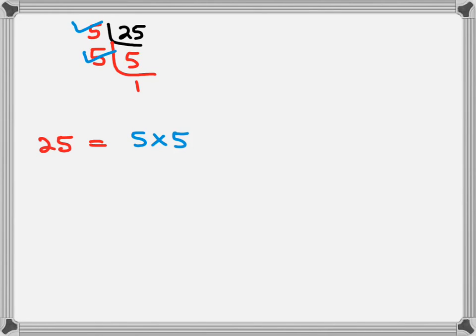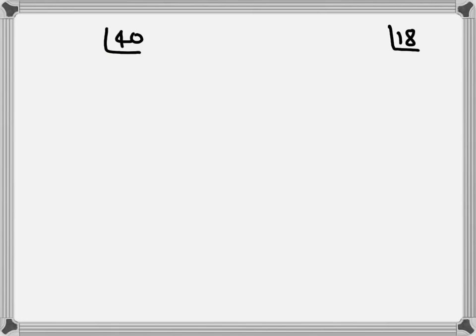Let's do 25. 2 can't go into 25, 3 can't go into 25. What's the next prime number that can go into 25? That'll be 5. 5 can go into 25 5 times. And 5 can go into itself once. That was easy factoring. The prime factors of 25 are 5 times 5. Okay. Now, let's move on.